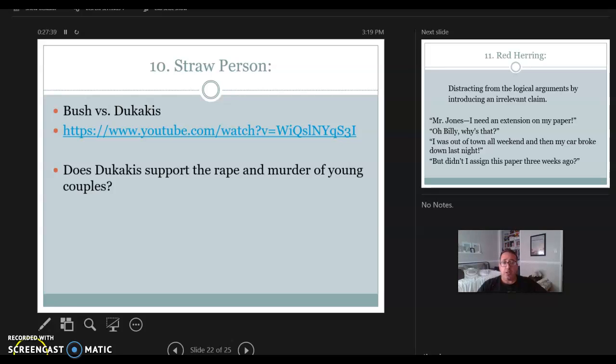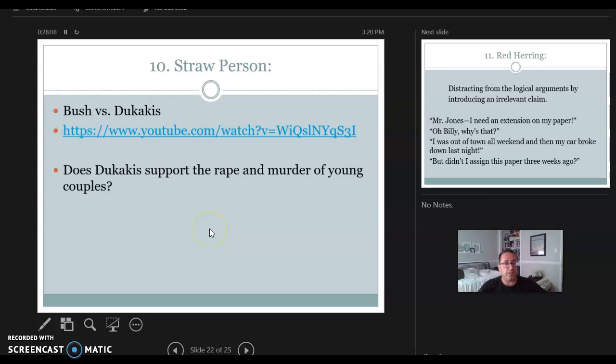So, you just watched a famous ad, the Willie Horton ad from the Bush-Dukakis presidential race. In this ad, Bush is clearly implying that Dukakis supports the rape and murder of young couples, or at least doesn't care about it, right? He's willing to let the Willie Hortons out into the world, and doesn't seem to care about it, right?